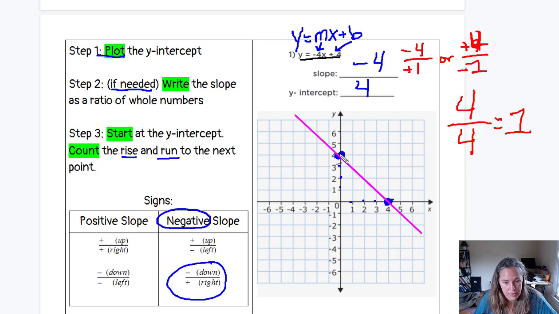So I'm going to plot the y-intercept, and I'm going to go down 4, 1, 2, 3, 4, and I'm going to go over 1. And then I'm going to get my line, which I'm not drawing so nicely, but that is the correct line. So my mistake was I did 4 over 4, which is a slope of -1. Okay, let's look at the next one.